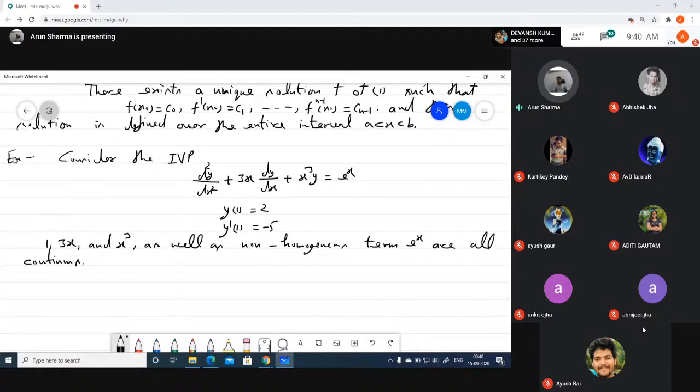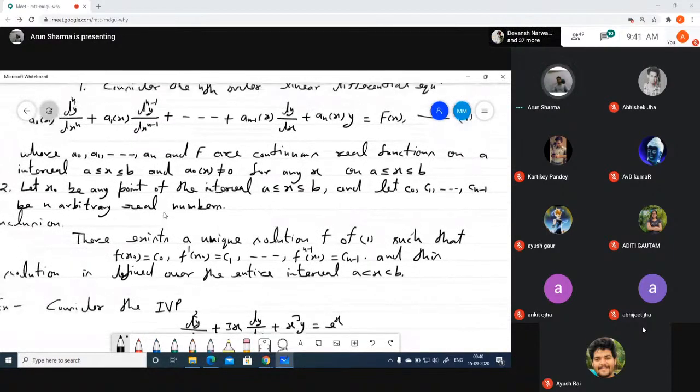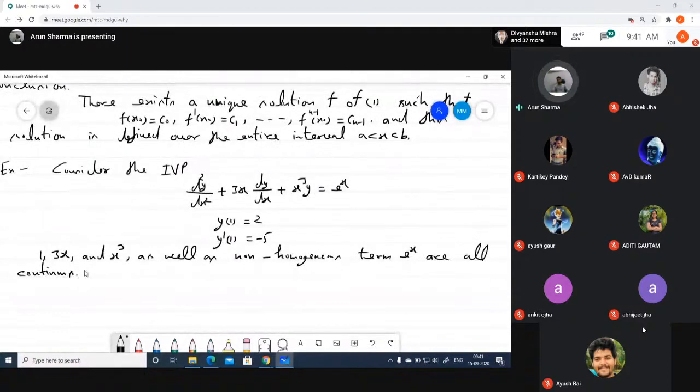So this is the first condition. The coefficients a naught, a1, an, and f are continuous real functions on an interval a to b. Here, 1, 3x, and x cube are continuous everywhere. That means they are all continuous in minus infinity to infinity.